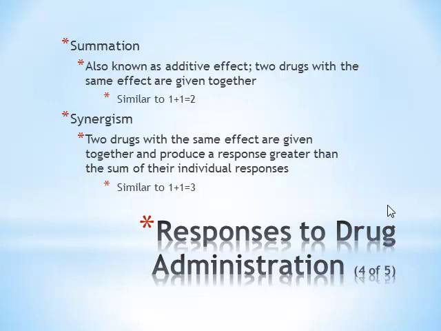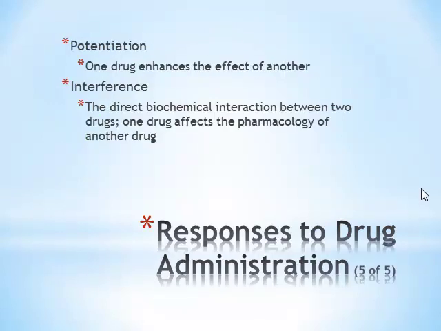Summation is where it's an additive effect. So we give two medications and they combine together to give the same effect. So it's like 1 + 1 = 2. So we get the two together and we both get the same effect. Where synergy is a little bit more than that. We're giving the two medications together, but they produce a greater response than the sum of their individual medications. So where maybe we're giving 2 pain relievers, the 2 together produce an even greater response to pain relief. Potentiate is one drug enhances the effects of another, and interference is where at the biochemical level the drug will pharmacologically affect the other drug.